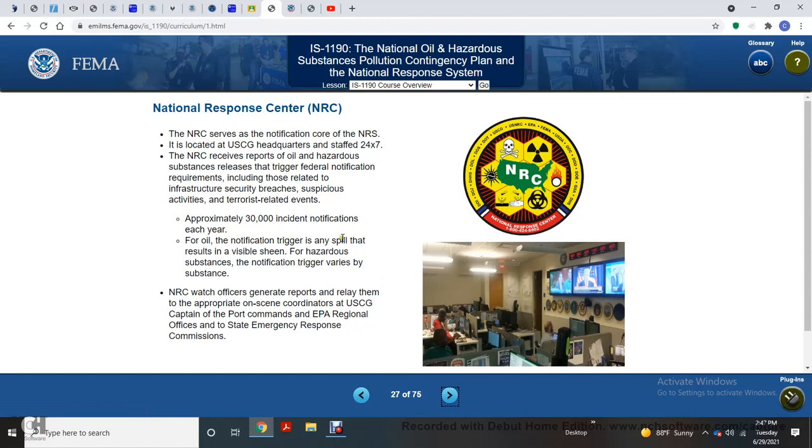For oil, the notification trigger is the discharge resulting in a visible sheen. For hazardous substances, the notification trigger varies by substance. National Response Center watch officers generate reports, relay them appropriately to the scene, and coordinate with the U.S. Coast Guard Captain of the Port commands, EPA regional offices, and state emergency response commissions.